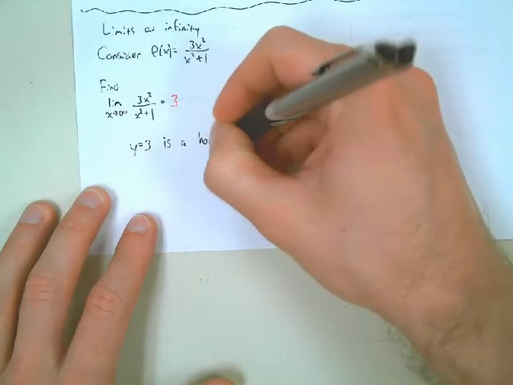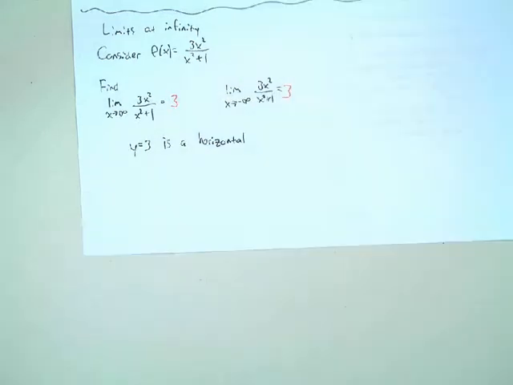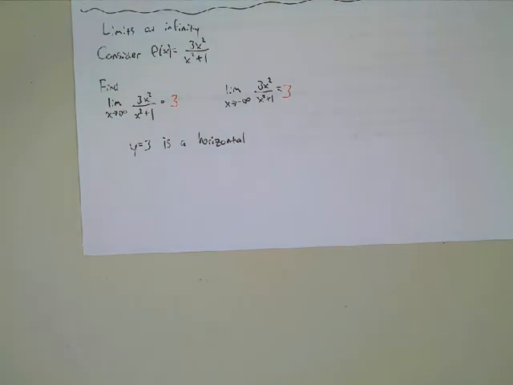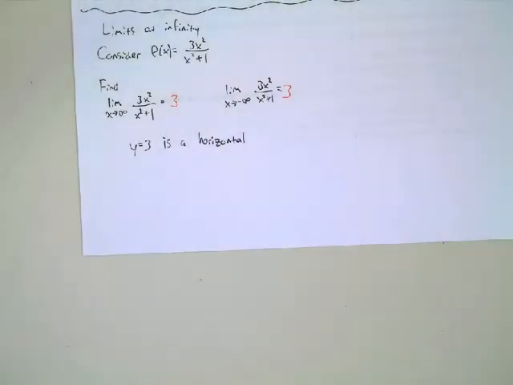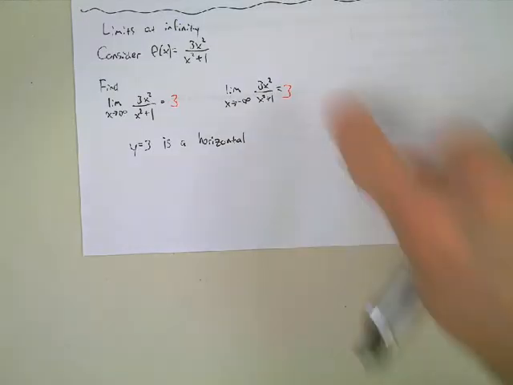Because what does it mean as x approaches infinity? That means as we go really far to the right, our y values are going to go to 3. Our graph is going to approach the y value 3. As we go really far to the left, our y values will also approach 3. So y equals 3 is a horizontal asymptote.